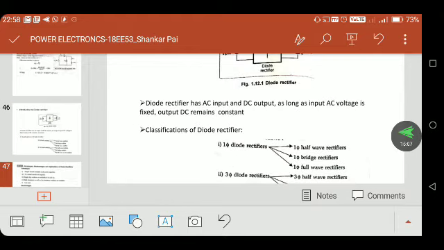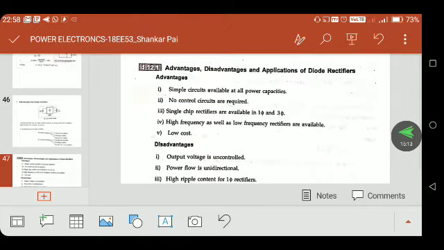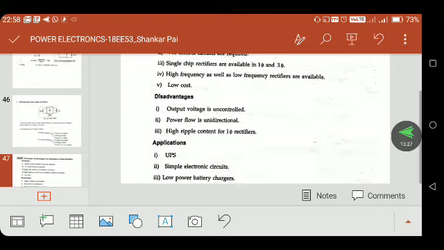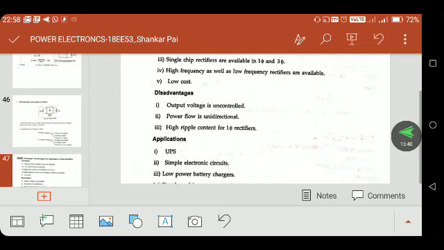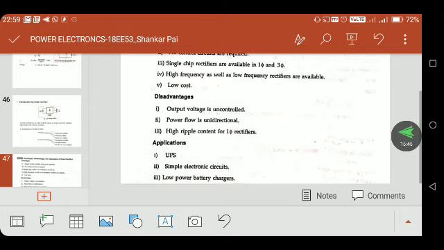Next, the advantages, disadvantages and applications. Advantages: simple circuit, available at all power capabilities, no control circuits required, single chip rectifiers available in single phase and 3-phase, high frequency as well as low frequency rectifiers available, low cost. Disadvantages: output voltage is uncontrolled, power flow is unidirectional, high ripple content for single phase rectifiers. Applications: UPS, simple electronic circuits, low power battery chargers, simple and low power DC supplies.